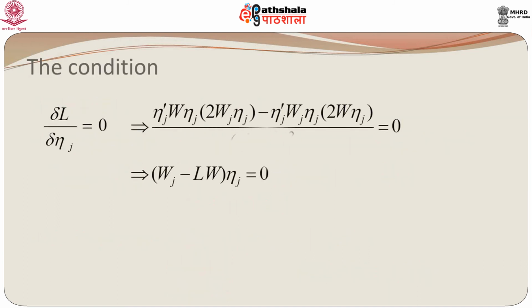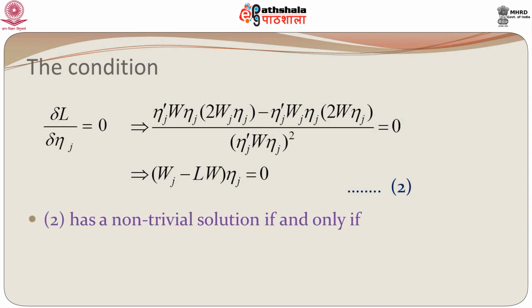So, delta L by delta eta j equal to 0, and this leads us to a very simple condition of Wj minus LW eta j is equal to 0. After a little simplification, this is what we get. And if you want to solve this equation 2, it will have a non-trivial solution only if we have the condition that the determinant of Wj minus LW is equal to 0.